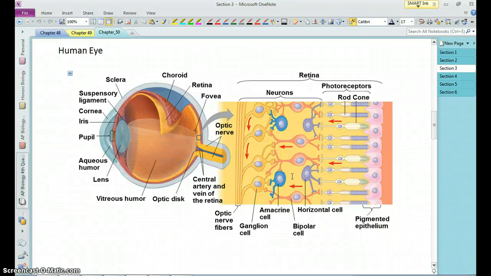Okay, let's continue our discussion of Chapter 50 and look at the human eye. It's a fascinating structure with a covering called the sclera. That's the white part of your eye, although at the very edge here, where the cornea is, the sclera becomes clear and lets light through.